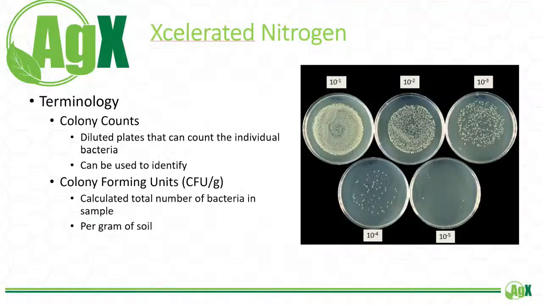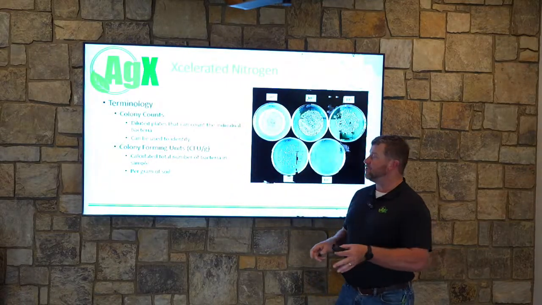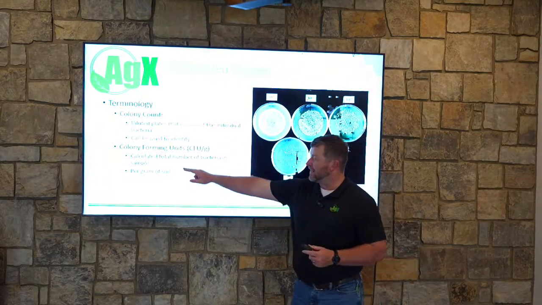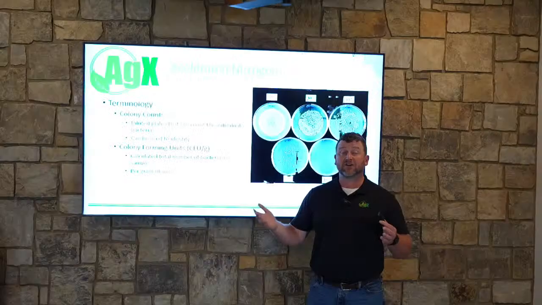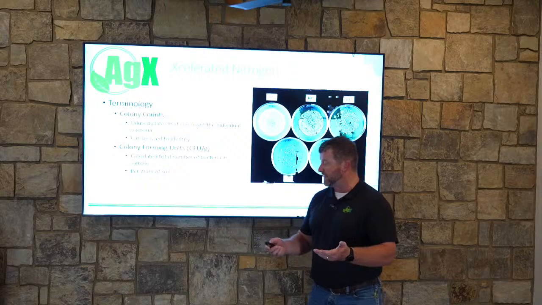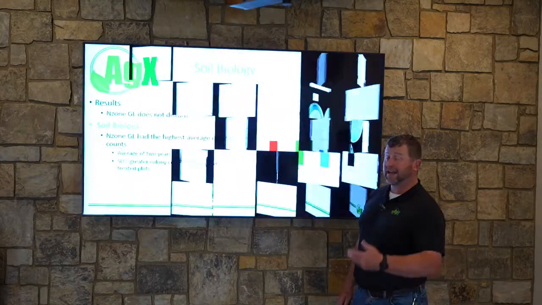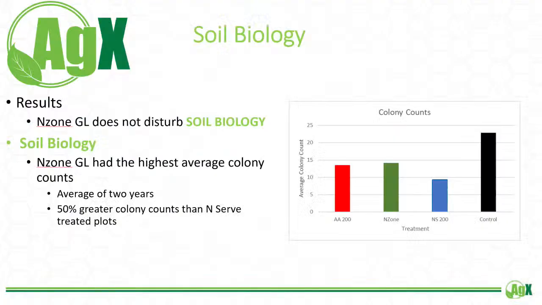We then also have this idea of what are called colony forming units, CFUs per gram. We can utilize CFUs per gram to calculate the total number of bacteria per gram of soil. It gives us a really good way to compare between our different treatments, so we get a really good picture of what's going to be happening as we add Enzone GL.